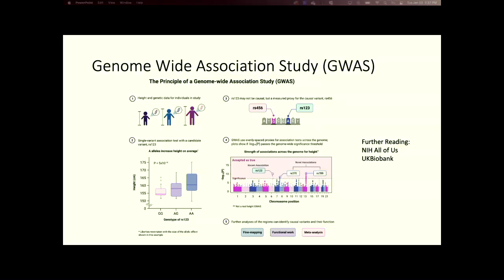So let's say that we're doing a genome-wide association study, abbreviated as GWAS, to look at height in populations. So we look at short people in a population, average people in a population, and tall people in a population. And so we follow all the ethical consent data to get their sequencing data.